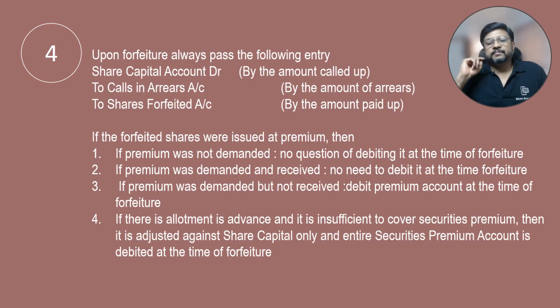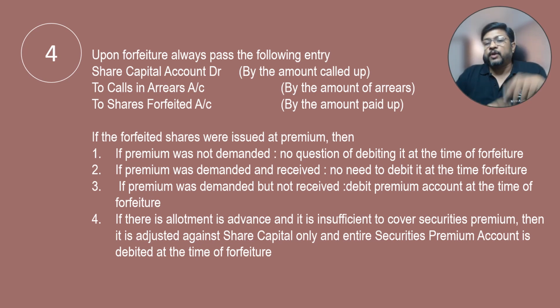Now, upon forfeiture, how to go for that? Upon forfeiture, always pass the following entry. This is a very important entry. Remember it properly. Share capital account debit by the amount called up. I repeat, share capital account debit by the amount called up. To calls in arrears account by the amount of arrears. To shares forfeited account by the amount paid up. So you can repeat this entry 10 times, it will be easy for you to remember the thing.